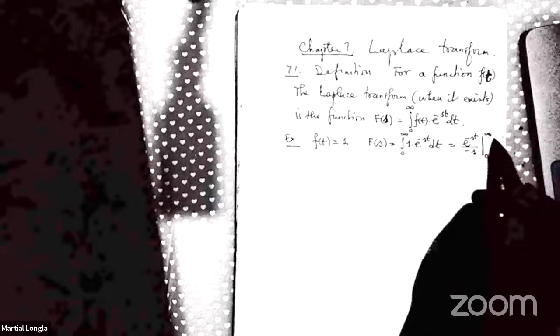Example: if you have f of t equals 1, just the function that assigns the number 1 to every value of t, what's the Laplace transform of this function? Capital F of s is therefore equal to the integral from 0 to infinity of 1 times e to the negative s t dt. That's what the definition means. And then you compute this integral. That's e to the negative s t over negative s, taken from 0 to infinity. Now here we have a problem when we want to compute this, because it is an improper integral. This limit infinity actually means that you're taking the limit as t goes to infinity.